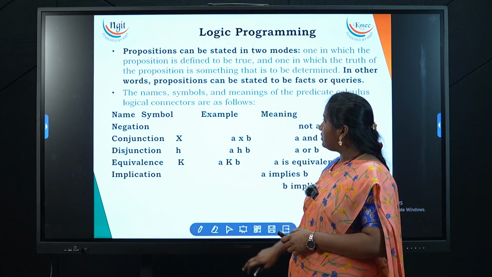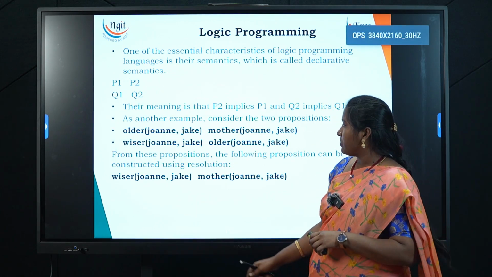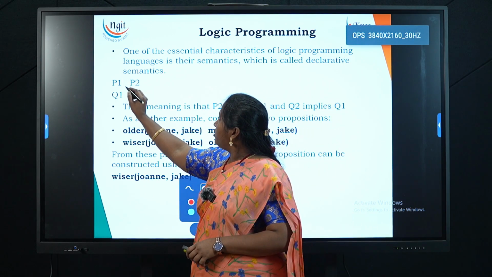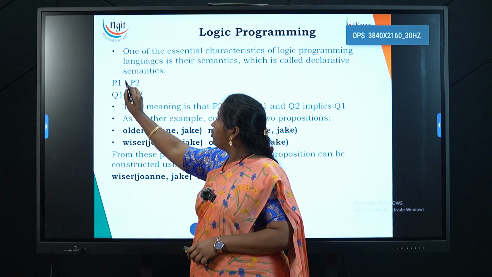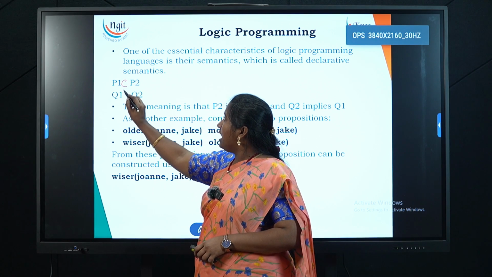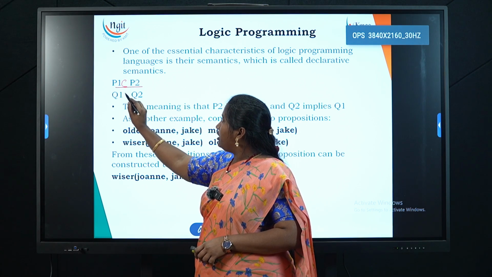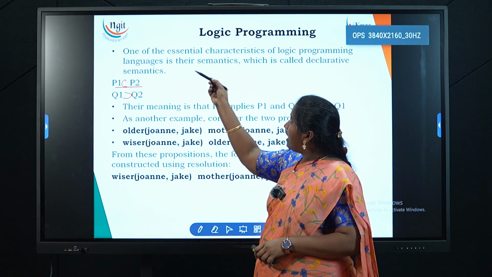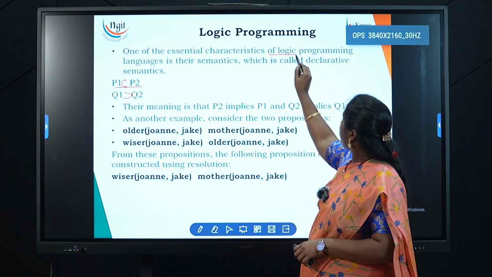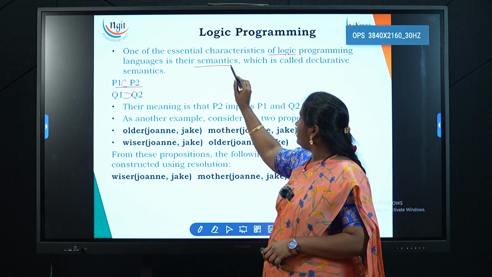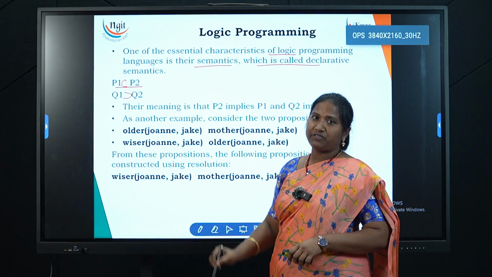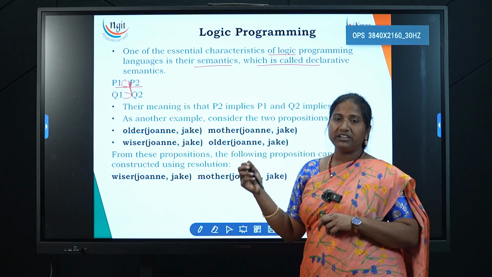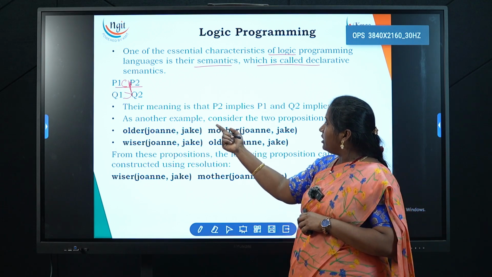Now let's see how we will use these statements in programming. If I want to write a declarative semantic in Prolog, I am going to take some P1, P2, Q1, Q2. I will be taking the implies symbol. P1 implies P2, Q1 implies Q2. So one of the essential characteristics of logic programming languages is that semantic, which is called declarative semantics. So when we use this kind of symbols in programming, we say it is declarative semantics. Now the meaning we have discussed.